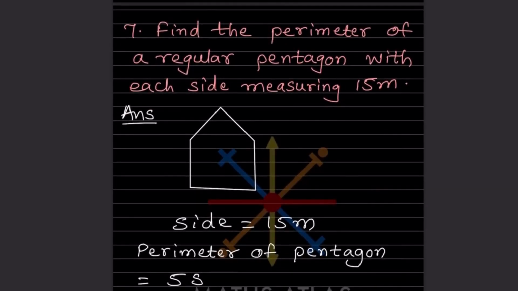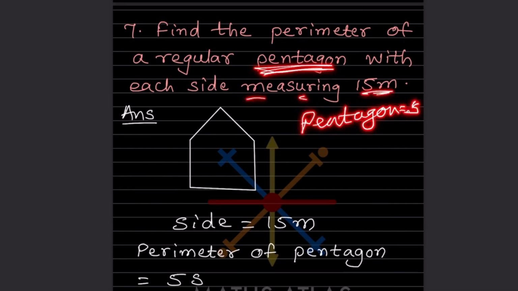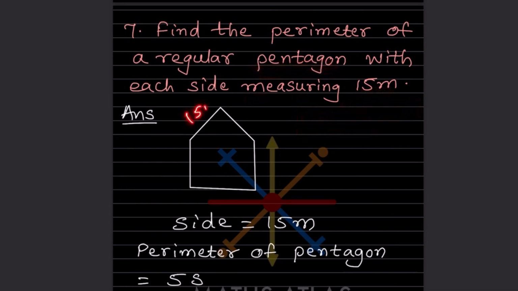Now the next one says that find the perimeter of a regular pentagon. I said, what do you mean by pentagon? Means 5 sides. Penta means 5. Okay. Now look at here, with each side measuring 15 meter. So what is here? This also is 15. This also is 15. This also is 15. This all are in meter. So now we can say the side is 15 meter. Perimeter of pentagon is 5s because there are 5 sides.